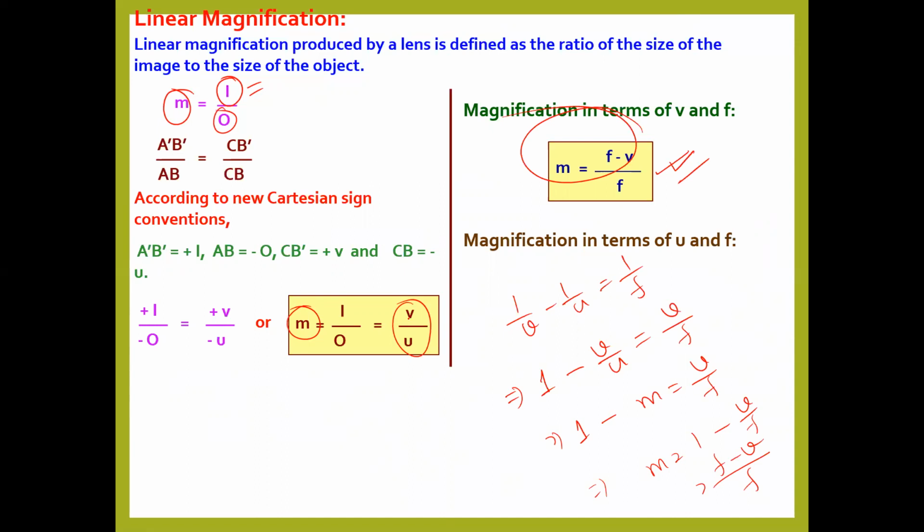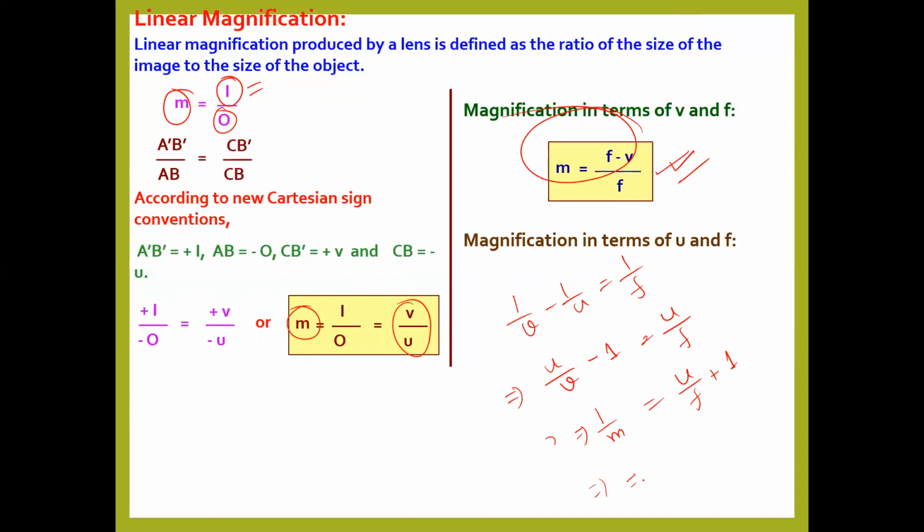And also from that equation again, we can do another thing. Let us multiply this by U, not V. What will we get? U by V minus 1 equals U by F. So this is actually 1 by M equals U by F plus 1. So 1 by M equals U plus F by U. So M will be equal to F by U plus F.